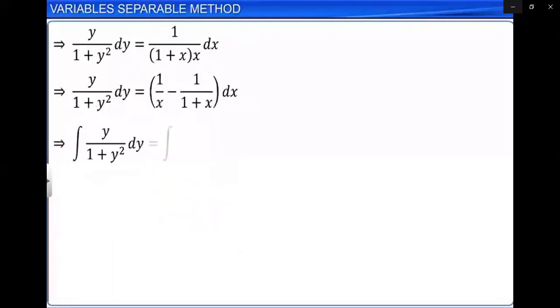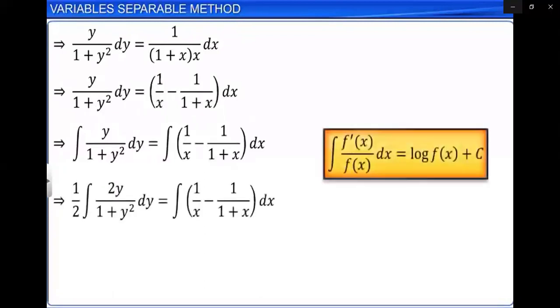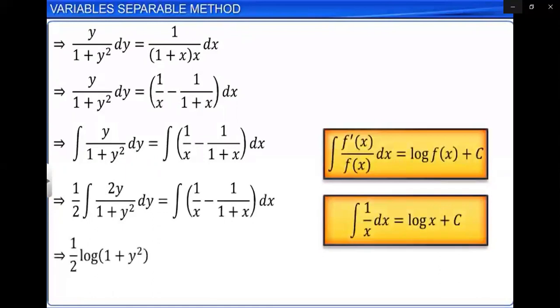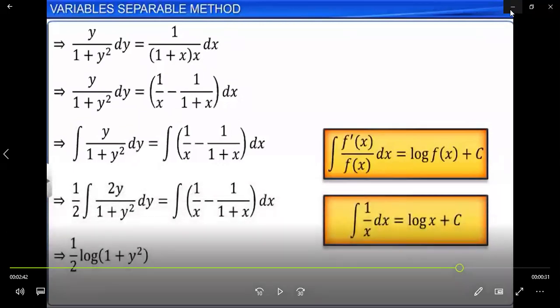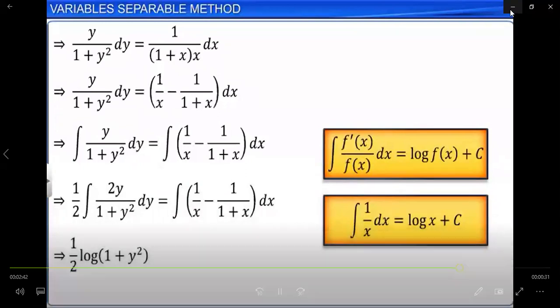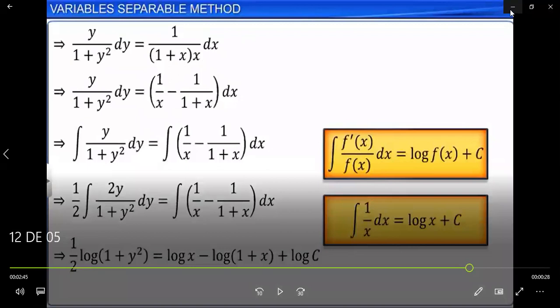So what formulas we can apply over here, as you can observe. So integral of y upon 1 plus y square dy is equals to integral of 1 upon x minus 1 upon 1 plus x into dx. So the first formula that we are applying on left hand side is integral of f dash x by f of x into dx is equals to log of fx plus c. Similarly, on the right hand side, we can apply this formula, that is integral of 1 upon x into dx is equals to log x plus c.